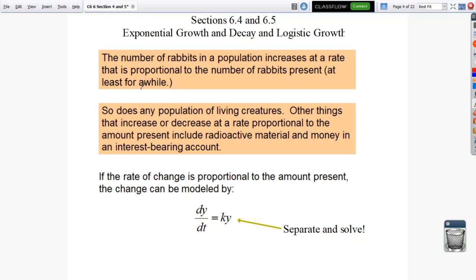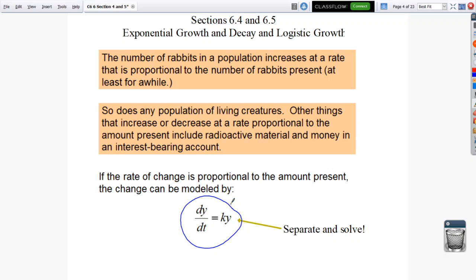Other things that increase or decrease at a rate proportional to the amount present include radioactive material and money in an interest-bearing account. And something that I saw on the news just this morning: they were talking about the rise in COVID cases, and they were saying that the increase in the rate at which people are catching COVID is modeling this exponential growth, because the more people who have it, the more people they give it to. So again, we're talking about the rate of growth being proportional to the size of the population.